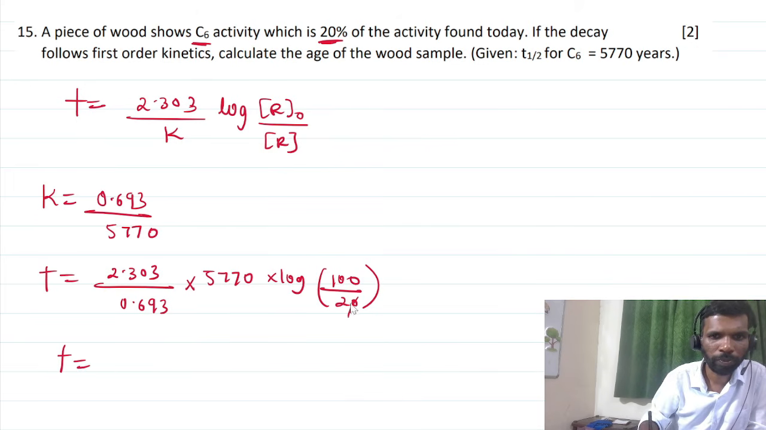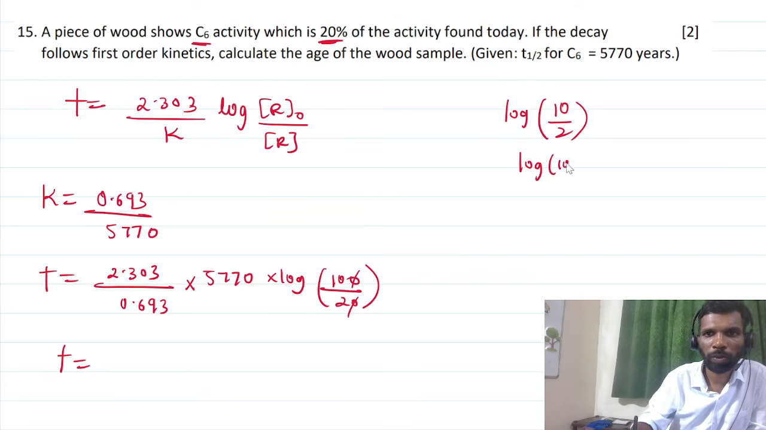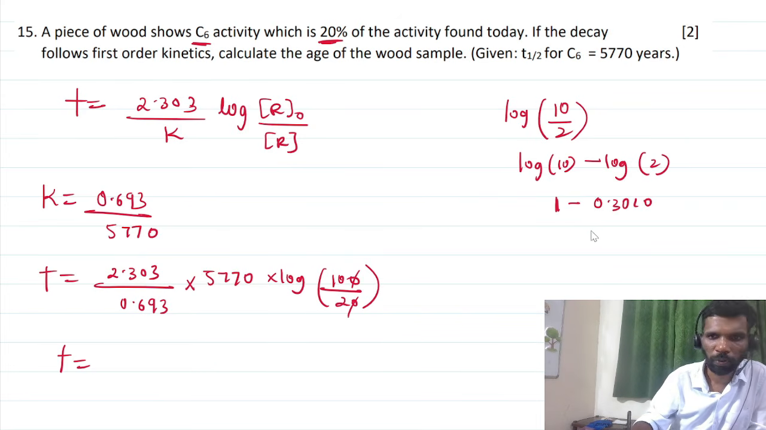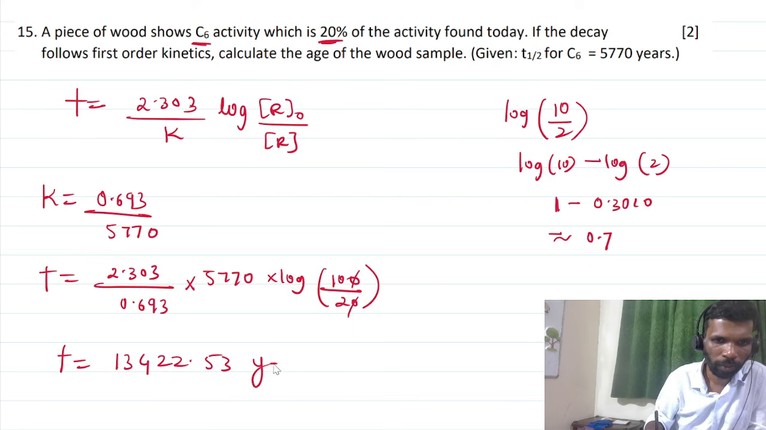It's very simple. Now log of 5 is difficult, but you know log of 10 and log of 2, right? If this is there, don't cancel them. You can write this as log of 10 minus log of 2. Log of 10 is 1 and log of 2 is 0.3010, which comes approximately to 0.7, right? And you solve this further. I'll write the answer directly. This answer comes to 13422.53 years. Okay, when you solve this.